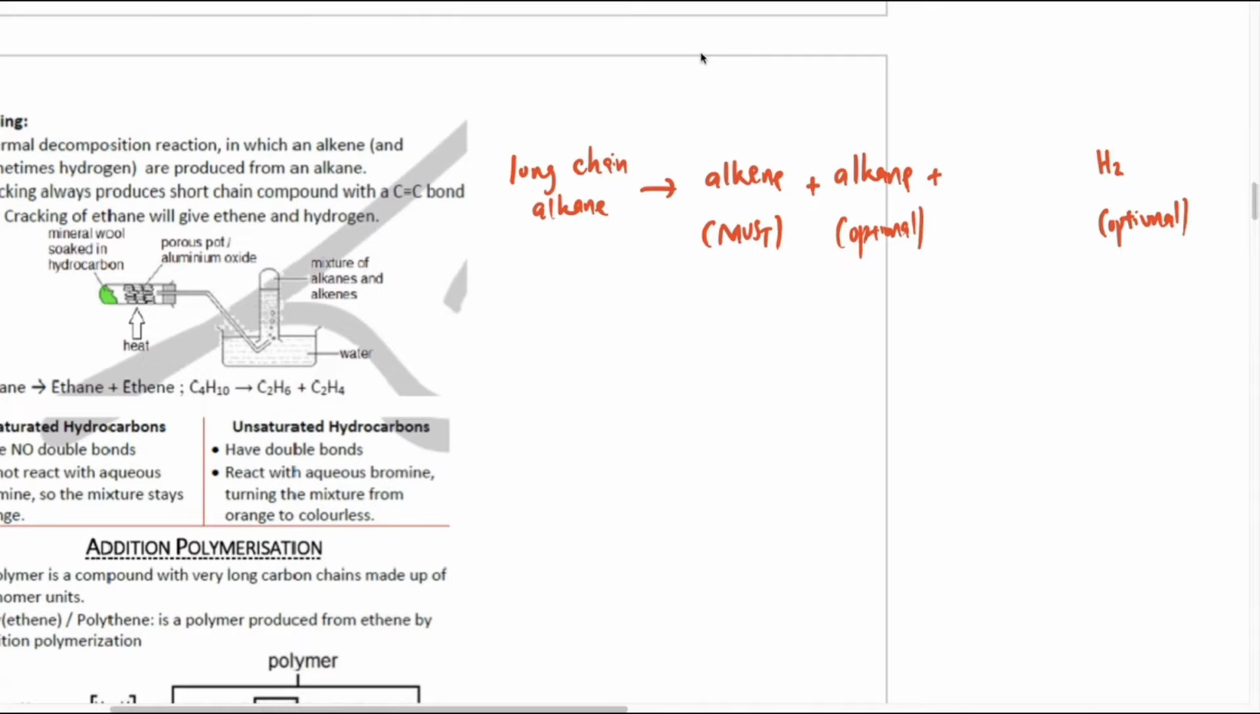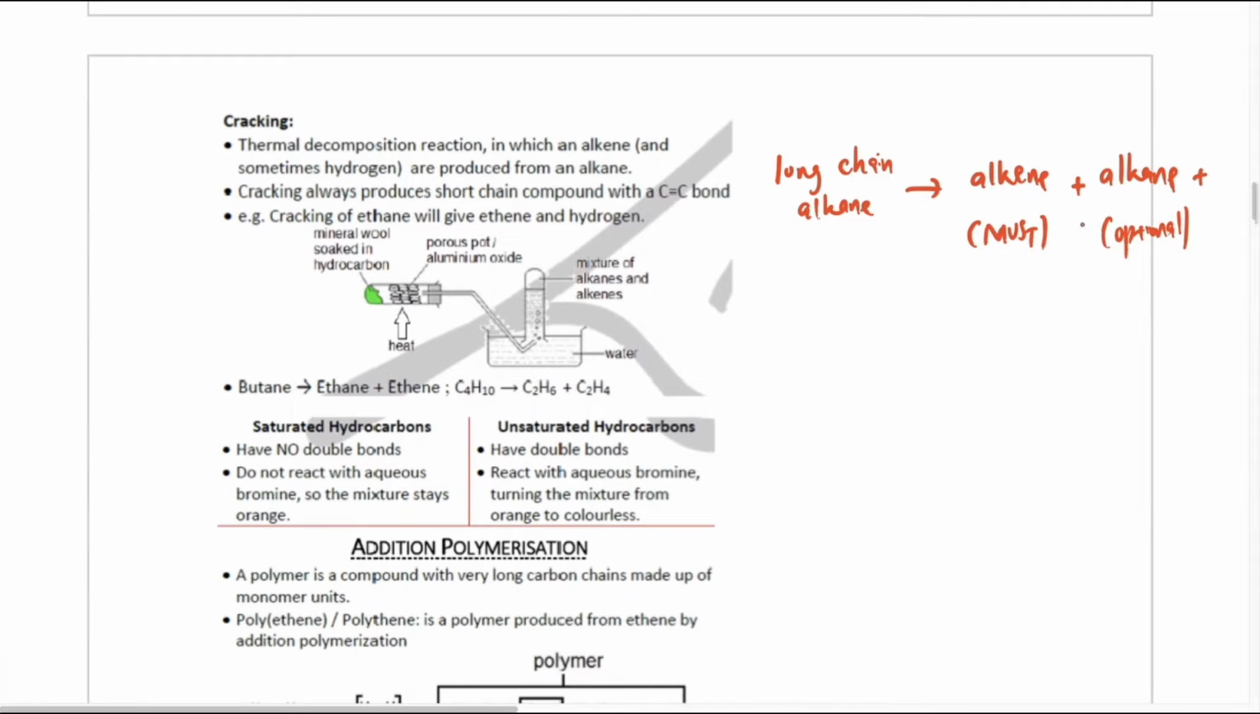Alkene, alkane, hydrogen. So optional, these two. This one must. Okay. What alkene must it form? Flexible, or I should say it happens randomly. It happens randomly. So you must form any alkene followed by alkane or followed by hydrogen. Just like that. Now let's see the pictures here.